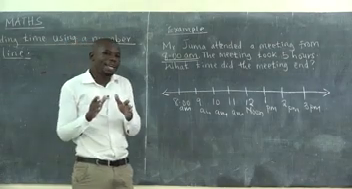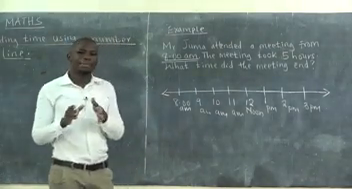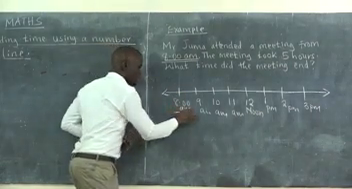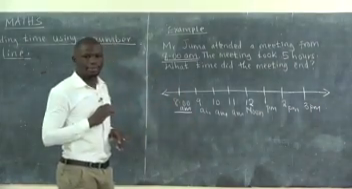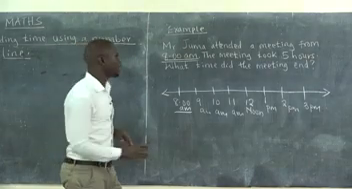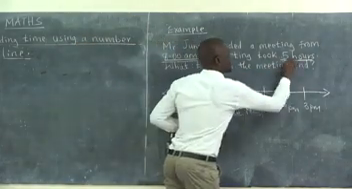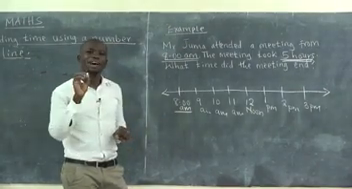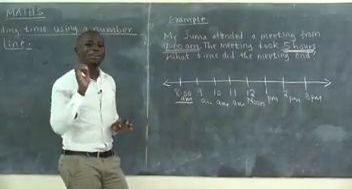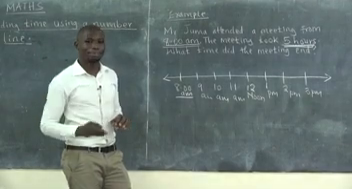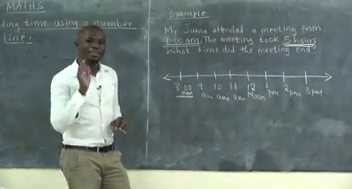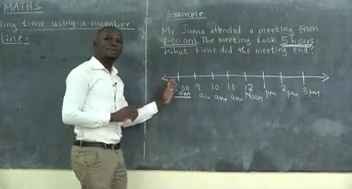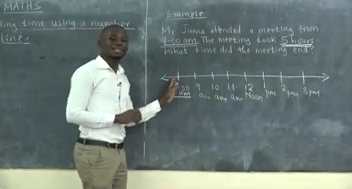But we want to find the time that the meeting ended. The meeting started at 8 a.m. Mark this, don't forget. The meeting took 5 hours. So we are going to count 5 hours from 8 a.m. And how do we count these hours? We are going to count the hours using steps. Remember, every step we make is 1 hour.